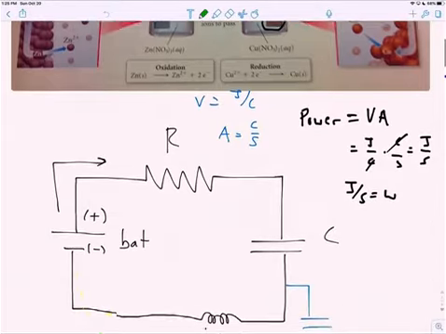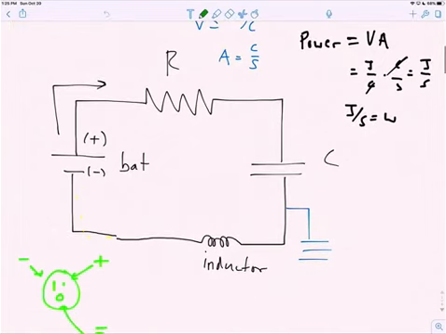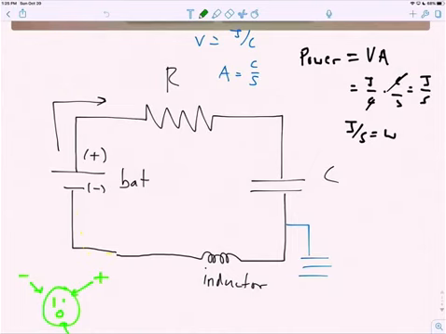So some things that you see with electronic circuits. If you look at one, here's an example of a drawing of one. A volt is a joule per coulomb, and an amp is a coulomb per second, so charge. A coulomb is a charge.